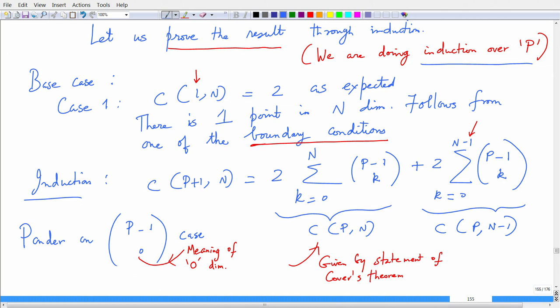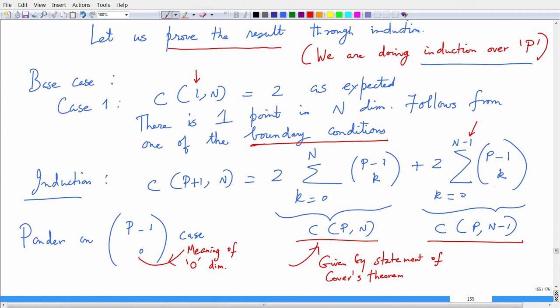Now, C of p plus 1 comma n is basically C of p comma n plus C of p comma n minus 1, and we just expand this out. C of p comma n is 2 times summation k equals 0 to n of p minus 1 choose k, and C of p comma n minus 1 is 2 times summation k equals 0 to n minus 1 of p minus 1 choose k.